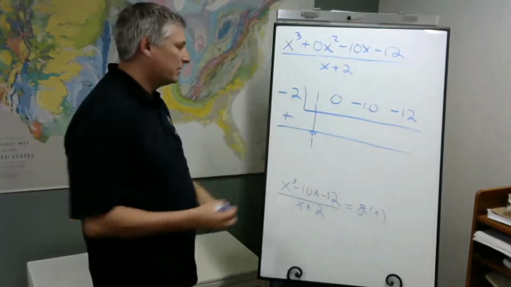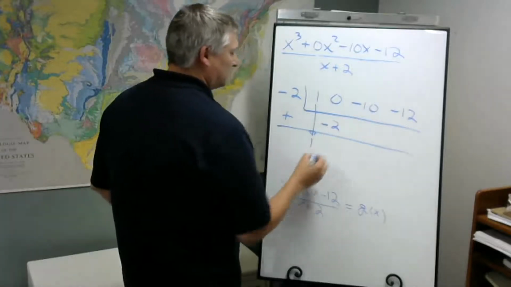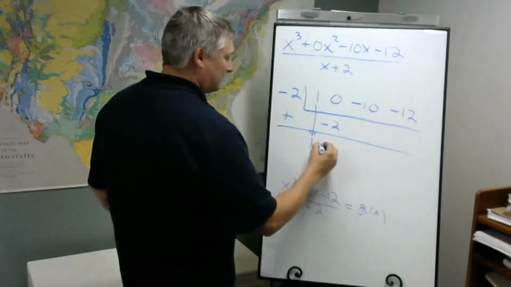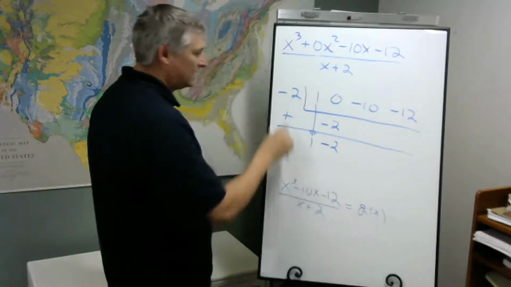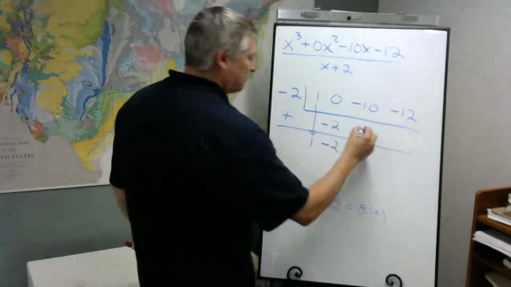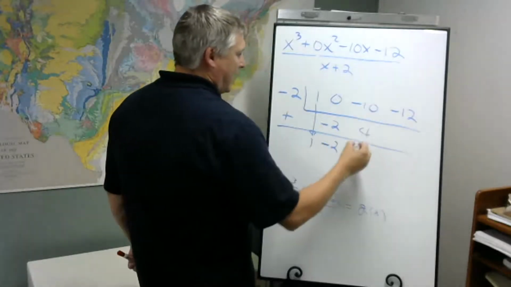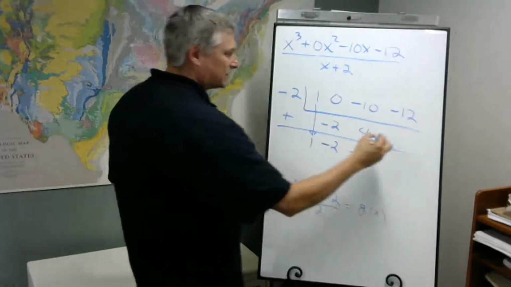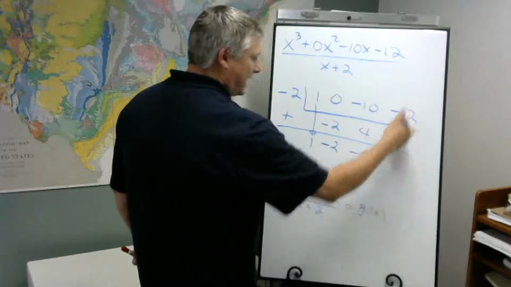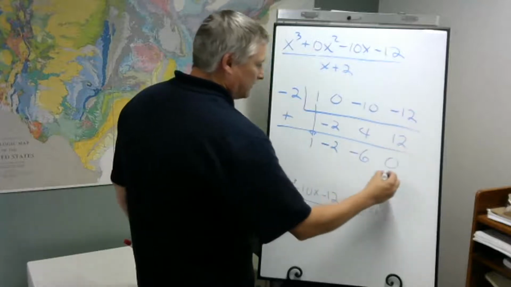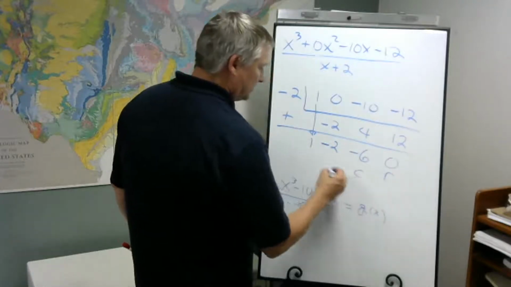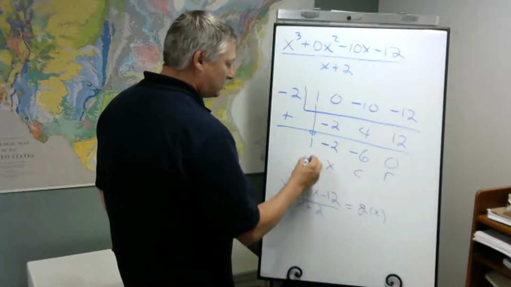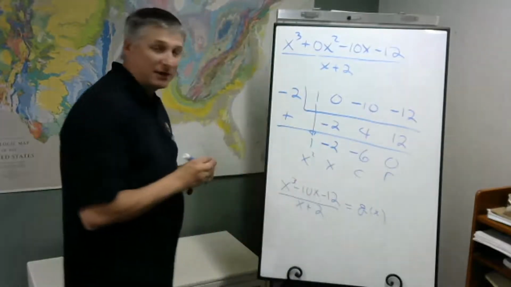Negative 2 times 1 is negative 2. Add, we get negative 2. Negative 2 times negative 2 is positive 4. Add, we get negative 6. Negative 2 times negative 6, positive 12. We add, we get 0. That's the remainder. That's the constant. This is the coefficient for x and the coefficient for x squared.